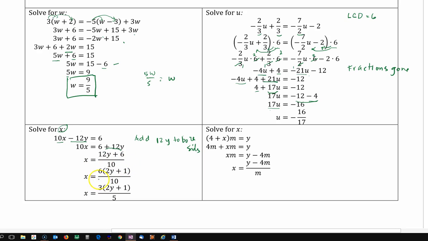Next obstacle, we're actually almost done, except we just have to simplify the right hand side. There's a common factor, and that's 2. And you can see that by factoring out the GCF on the numerator, which is 6, and then canceling out the common factor, which is 2. So this becomes 3, and that becomes 5. And there's your answer.